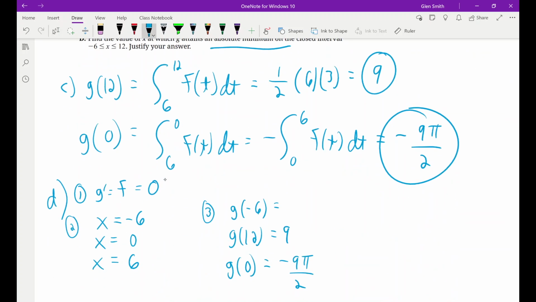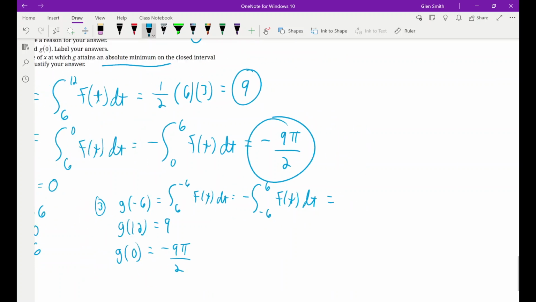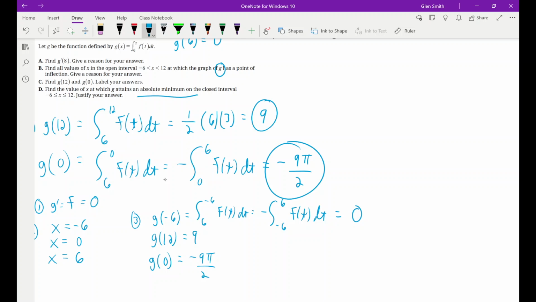So all I really need to find is g of negative 6. And that is the integral from 6 to negative 6 of f, which is just the opposite of the integral from negative 6 to 6 of f. And that is going to be, is it 0? I think it's 0. Yeah, these circles are the same. So this is positive 9 pi over 2, and this is negative 9 pi over 2. So they cancel out. So this is just 0.